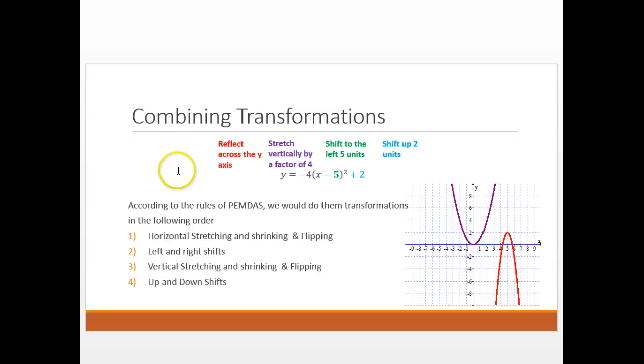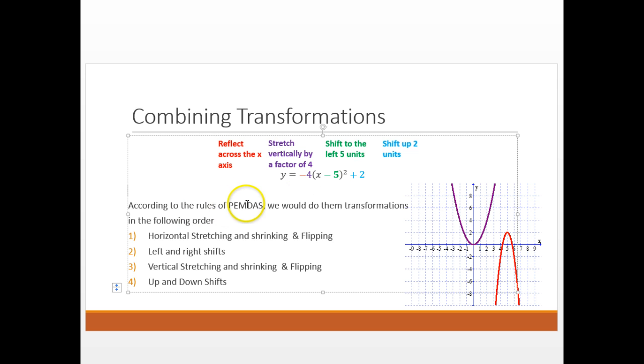Let's combine transformations. We have this graph, y equals negative 4 times x minus 5 squared plus 2. This is just a parabola, y equals x squared. The negative reflects it across the x-axis. The 4 stretches it by a factor of 4. The x minus 5 shifts it 5 units, and the plus 2 shifts it up 2 units.